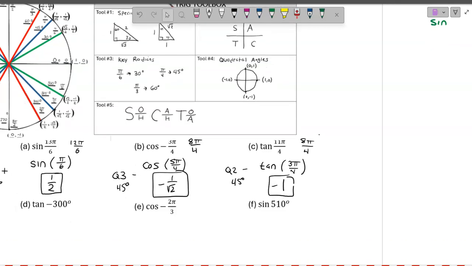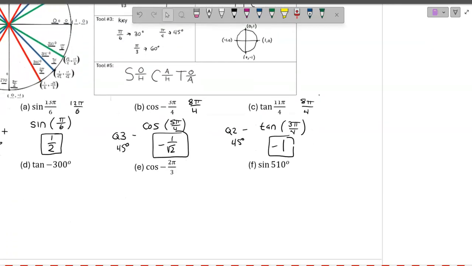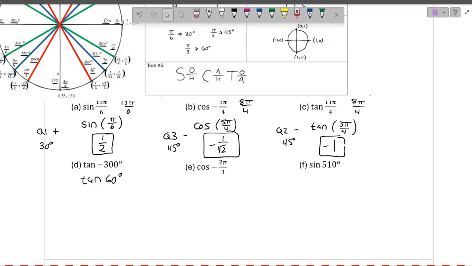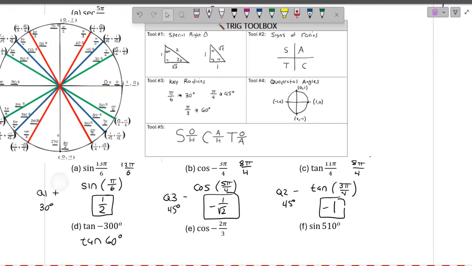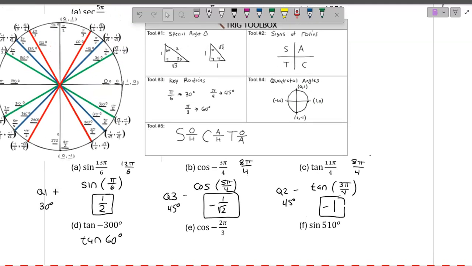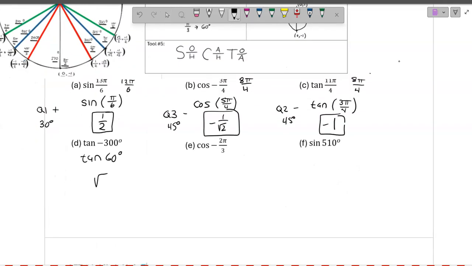Now, let's take a look at the next 3. Now, these are some other mixtures here. So we're going to take negative 300. Now, we're back to degrees. So to get its equivalent, we're going to add 360. That means we are dealing with tangent of 60 degrees. And this one's pretty nice because we know it's positive, and we're just going to go to our triangle and get tangent of 60. Opposite over adjacent, the answer for this one is just square root of 3.